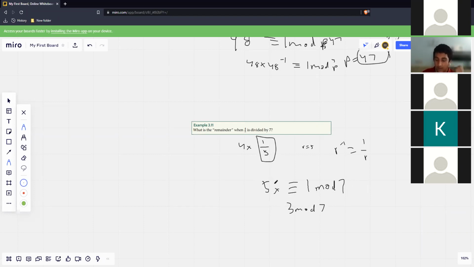We can try 5 times 3, which is 15. And then 15 is congruent to 1 modulo 7, right? Therefore, that's a solution. If you want, check for yourself, you can try 4 modulo 7, 5 modulo 7, 6 modulo 7, and so on. But this is the only solution for x. So therefore, r to the power of -1 will be congruent to 3 modulo 7. Right?